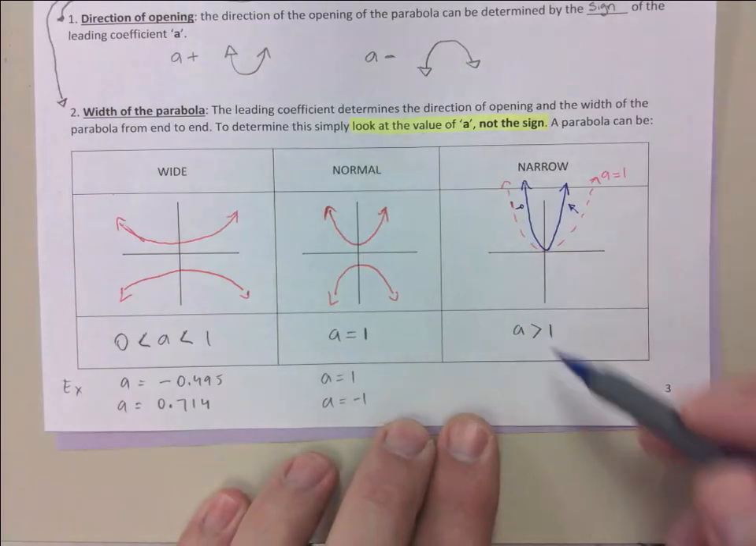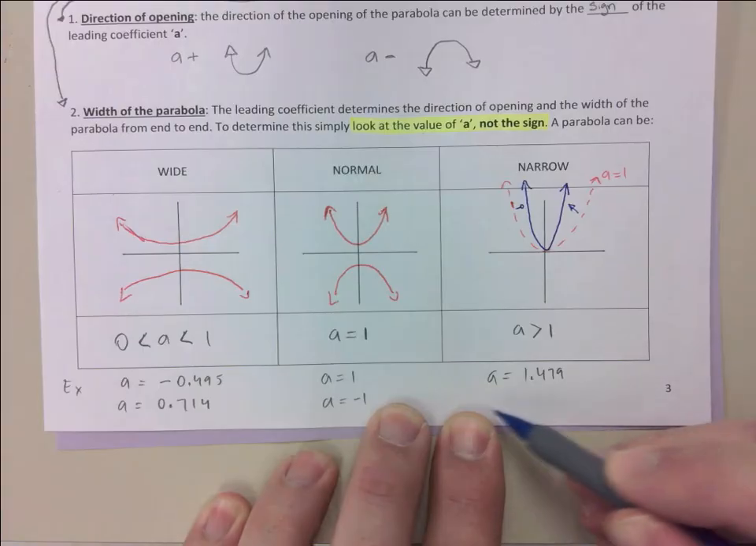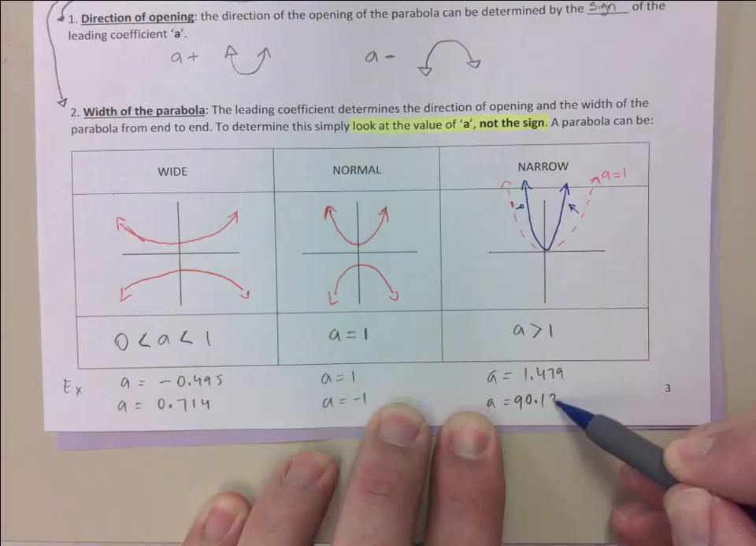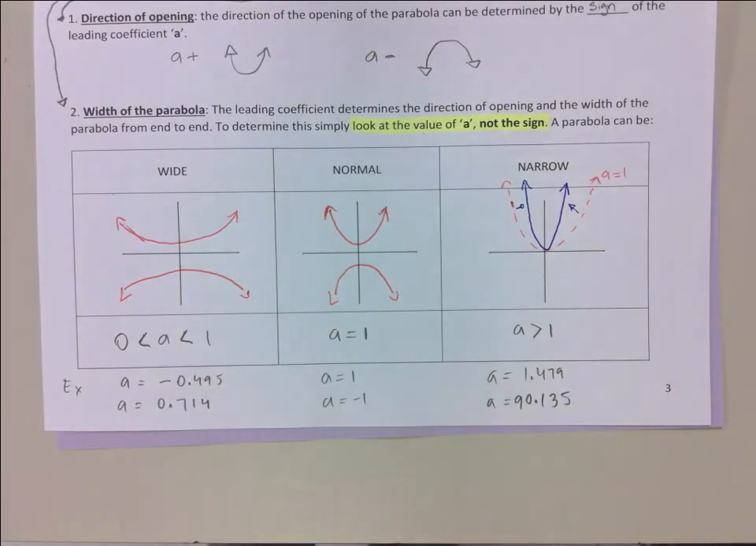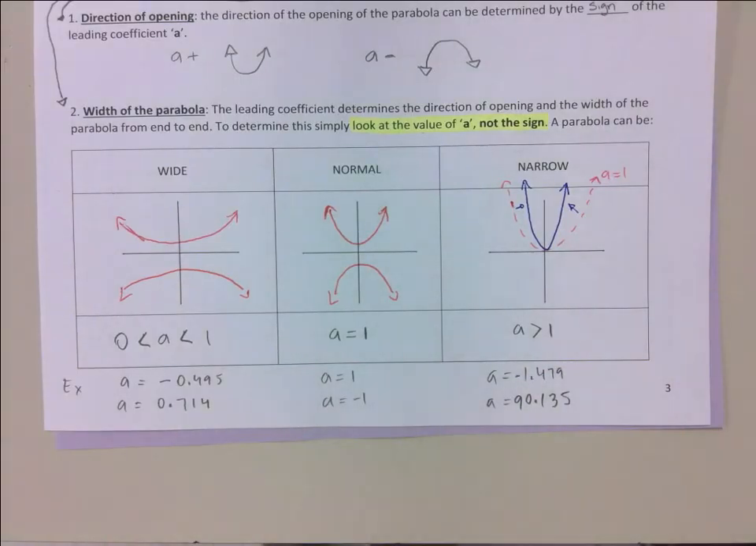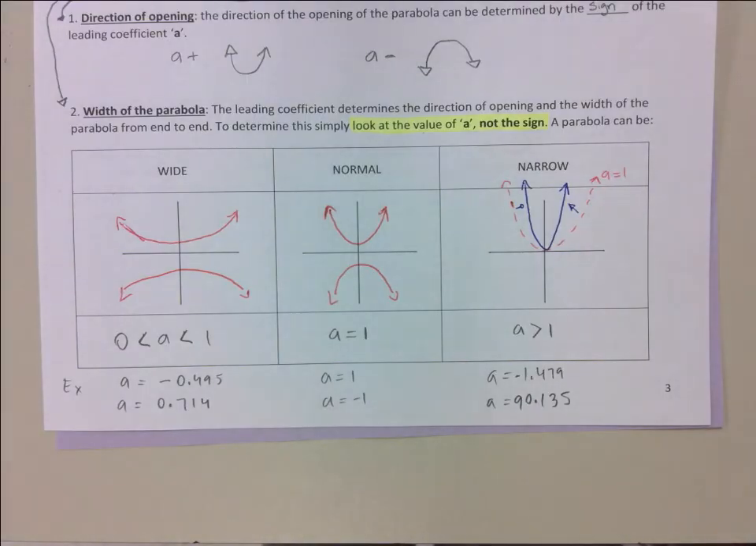Here, you're looking at A is equal to 1.479 or A is equal to 90.135. I'm just making stuff up, right? You could make one negative. Let's make one negative so when you go through your notes, you look at the numbers, and the numbers themselves are bigger than 1. So it is going to be a narrow curve, okay?